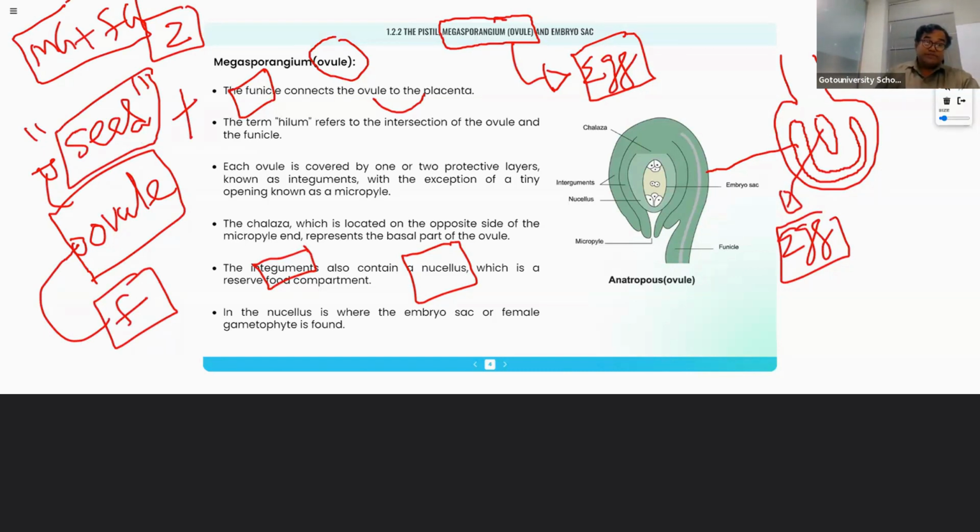Right? The seed outer cover is formed by whom? Integument. Fertilization completed. What is the fate of the ovule? Ovule is going to become the seed along with the zygote. What is the fate of the integument? Integument is going to become the seed coat. What is the fate of the hilum? Hilum is the ovule pore. If the seed is formed, what is the fate of the hilum? The hilum is going to become the seed pore. The seed opening is called the hilum.